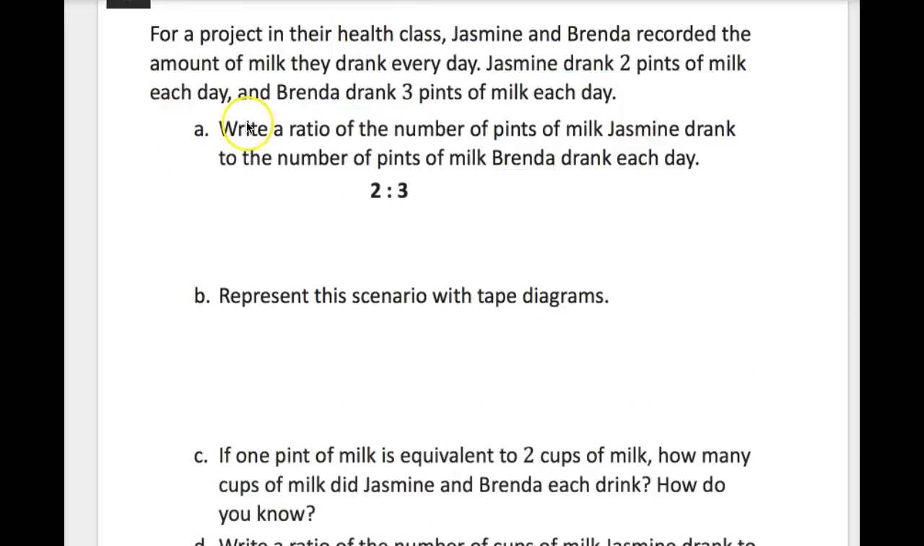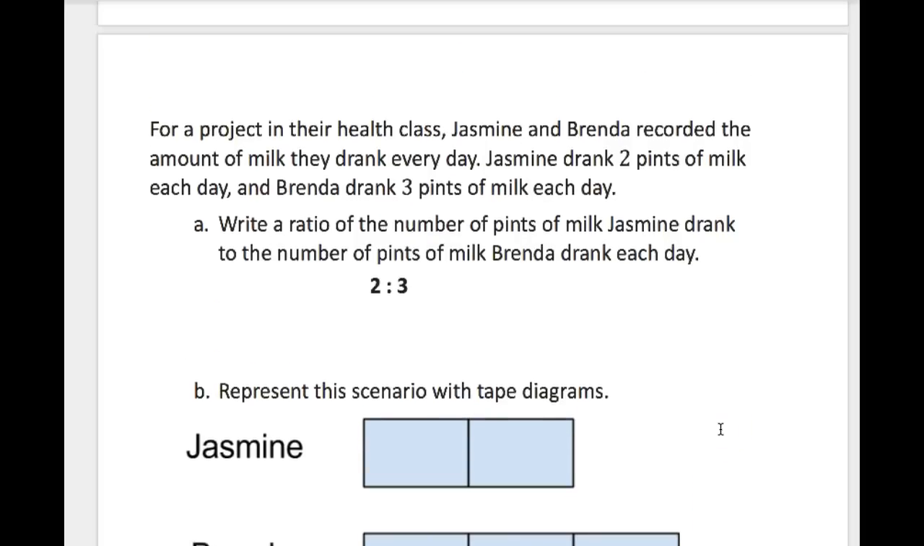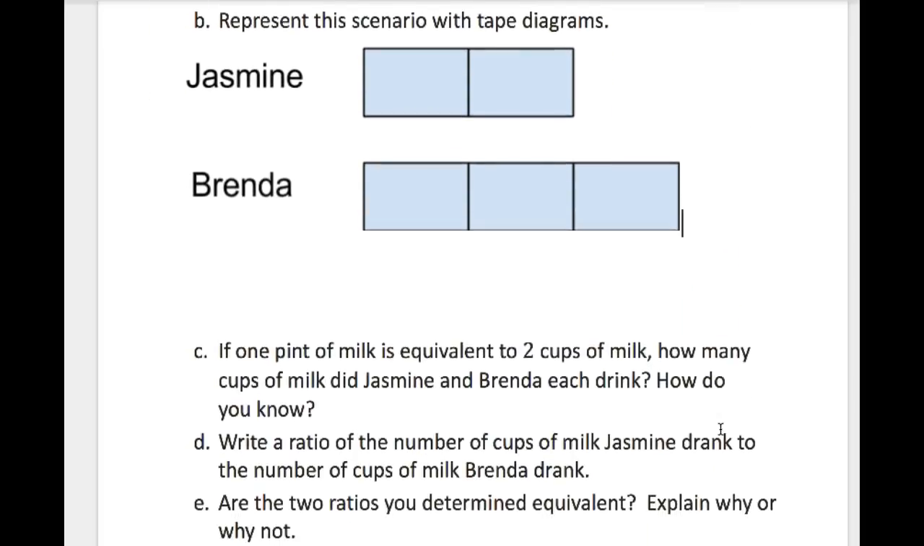Now, if we're going to represent a tape diagram with 2 to 3, our tape diagram should look something like this. Don't forget to make sure you've written your label as well as drawing the tape diagram. And so this represents Jasmine drinking 2 pints of milk to Brenda's 3 pints of milk each day. All right, so let's take this and move on to C.